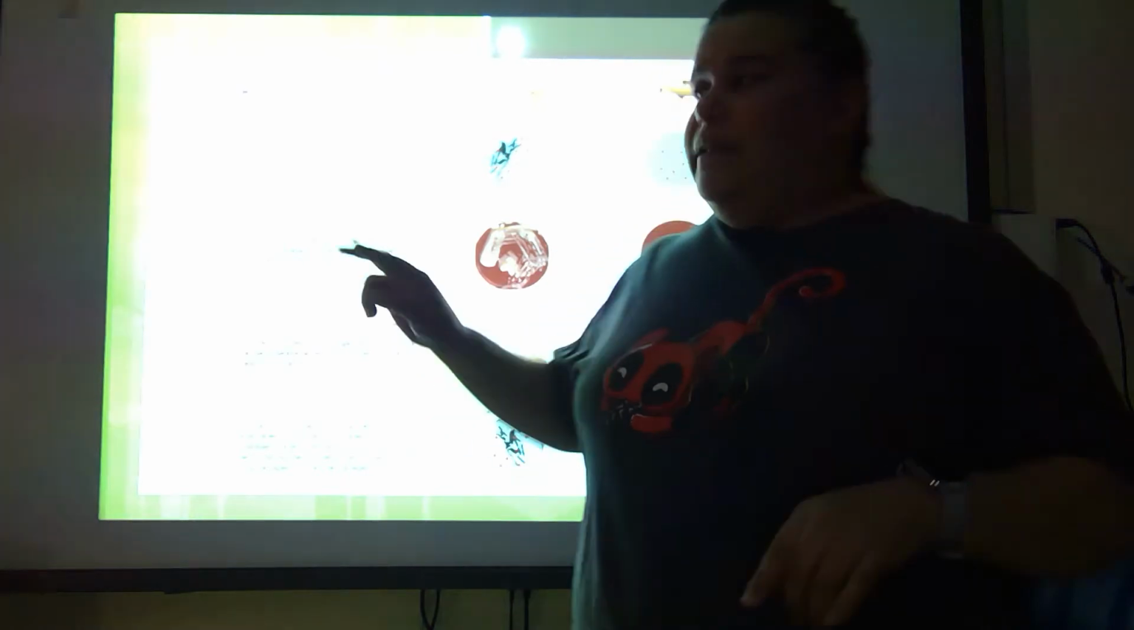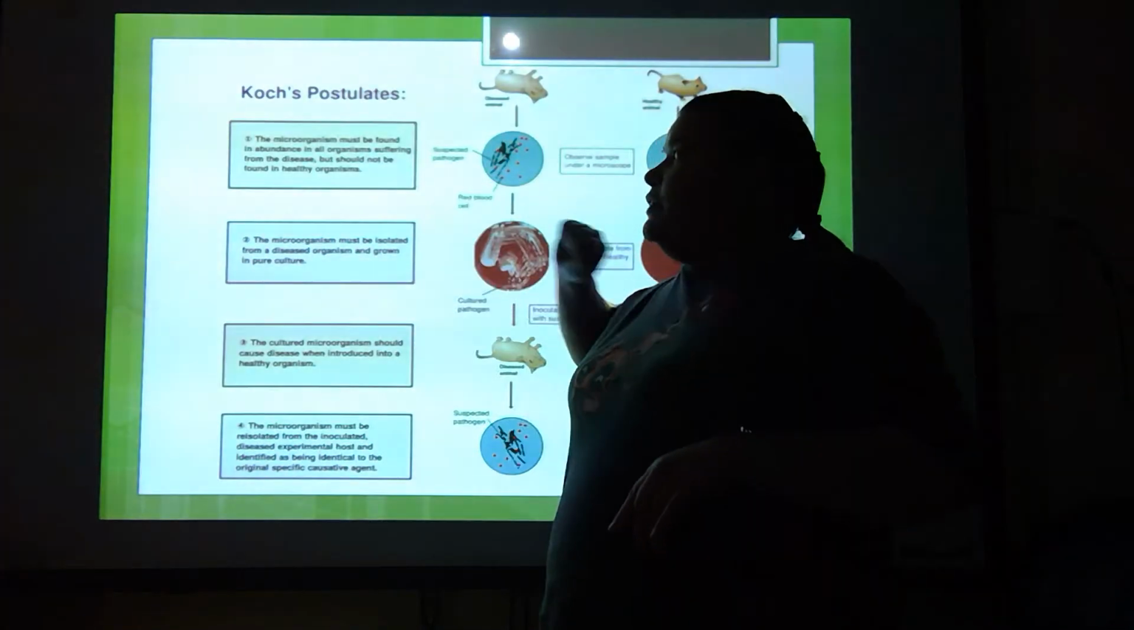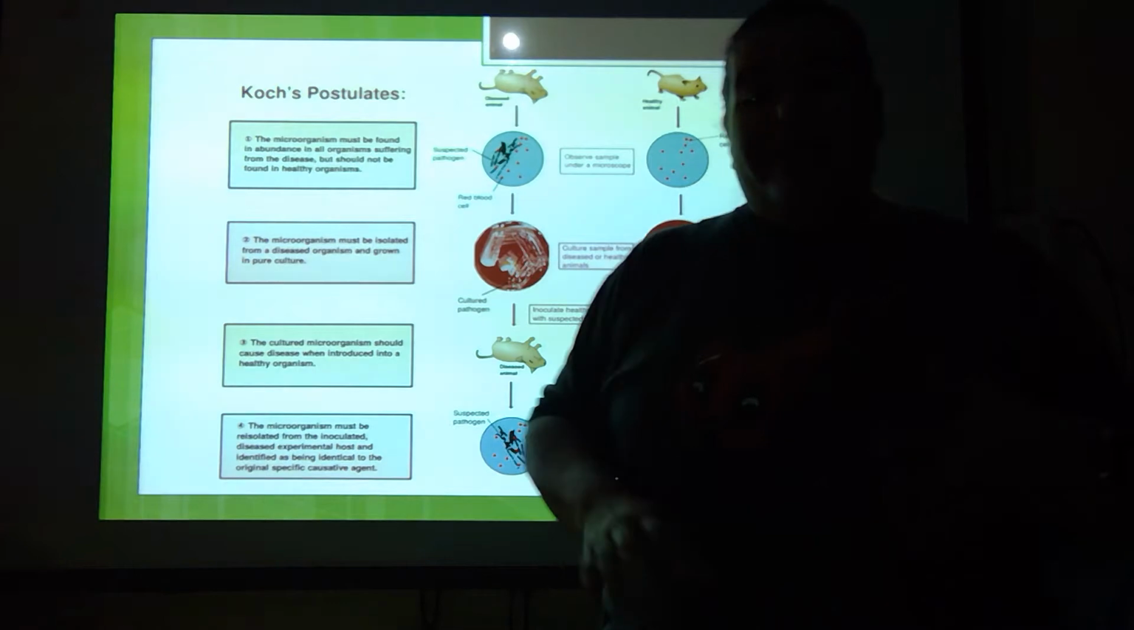So these were his original postulates, that's true. But this first one, it should not be found in healthy individuals. Technically, you can have carriers that aren't exhibiting symptoms of the disease. Typhoid Mary was a real good example of that. She was a nurse and she had typhus, and she went and worked in hospitals and was spreading typhus. She never exhibited the symptoms of the disease, yet she was still able to spread it. So when he found out that there were carriers, he actually changed that first postulate.